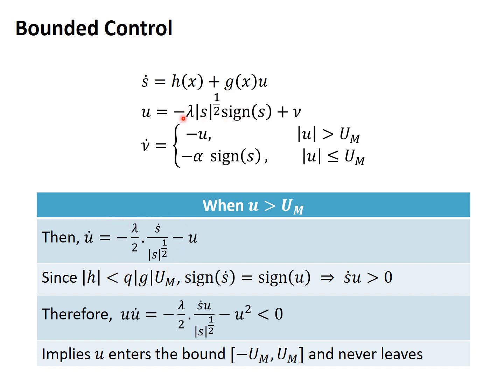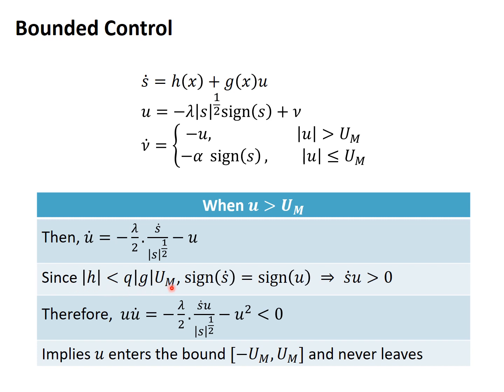However, you can just trust me on this. It is a bit complex. Mod s to the power of half sin s is a continuous function, and you can take a derivative of this; it will give you s dot by mod s to the power of half, and lambda by 2 comes down. So, lambda by 2 is here.